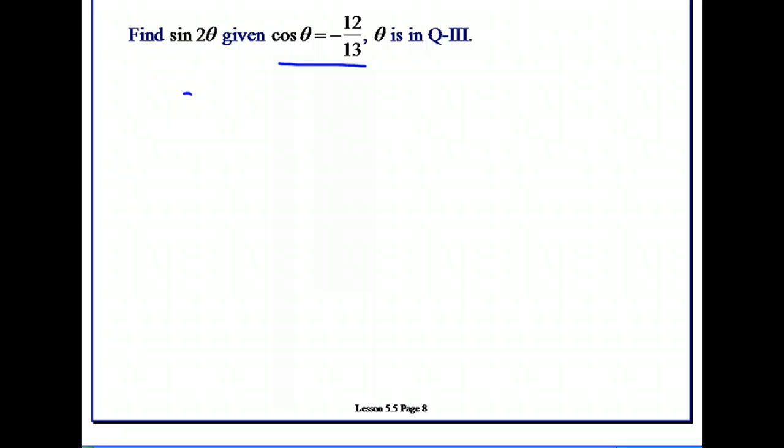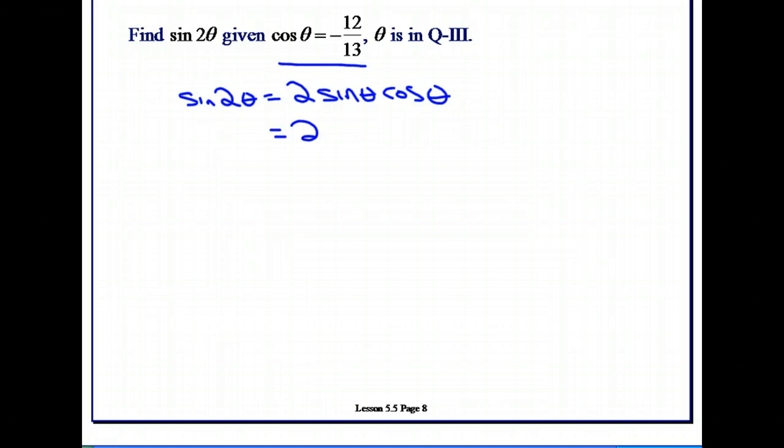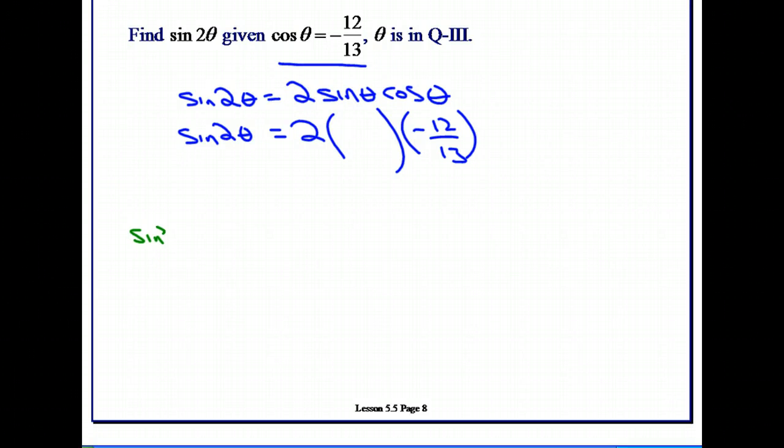Sine of 2 theta is 2 sine of theta, cosine of theta. So I'll come over here and sub in. I'll go 2. Oh, shoot. They didn't tell me sine. They told me cosine, negative 12/13. But they didn't give me sine. And hopefully as you're looking at this, it reminds you of those other problems we've done where you're missing things. How do you find the missing part? Go back to the Pythagorean identity. You always know sine squared plus cosine squared equals 1.